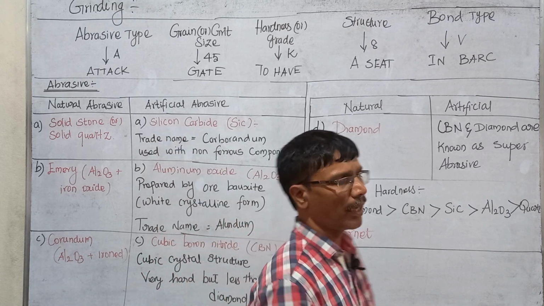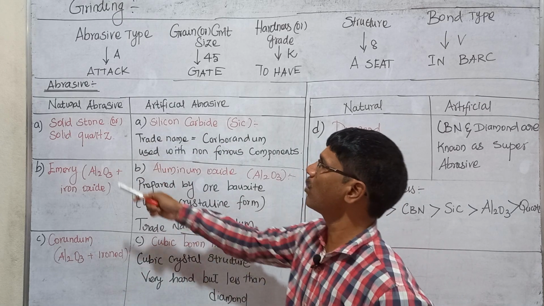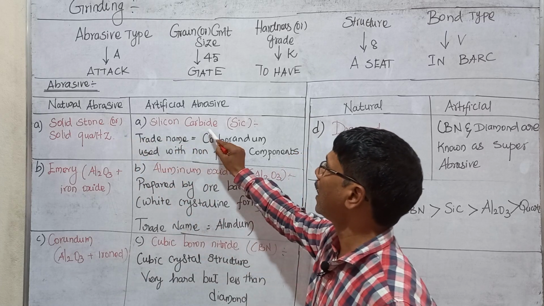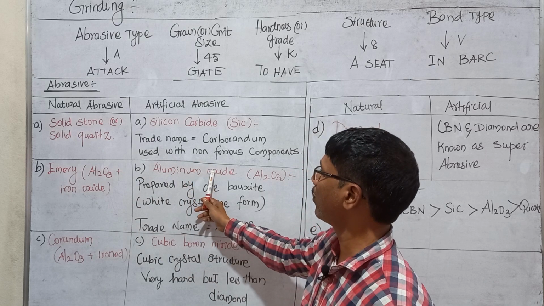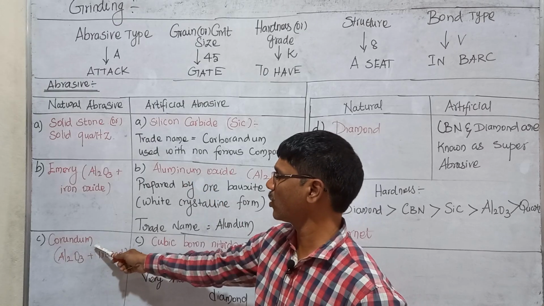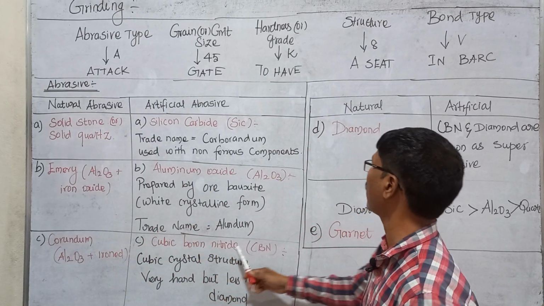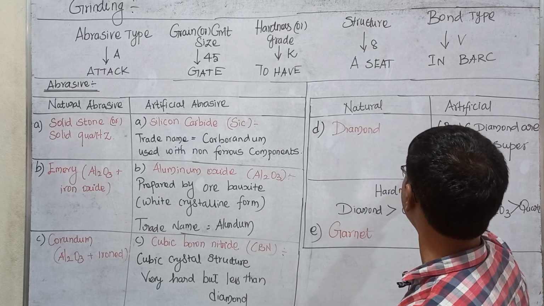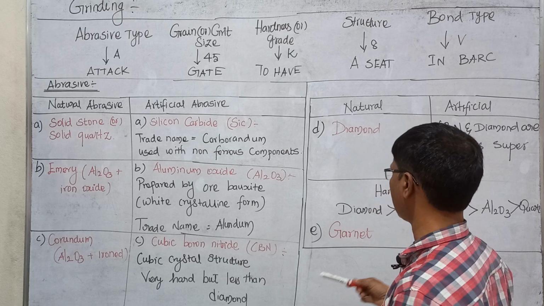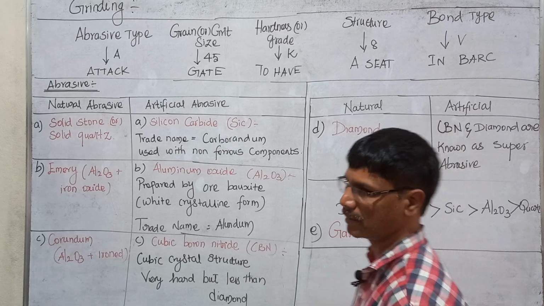So here we have two categories: natural abrasive solid quartz, artificial abrasive silicon carbide; natural abrasive emery, and artificial abrasive aluminum oxide; natural abrasive corundum, artificial abrasive cubic boron nitride; natural abrasive diamond, artificial abrasive super abrasive, which is a mixture of cubic boron nitride and diamond, and we are comparing the hardness.